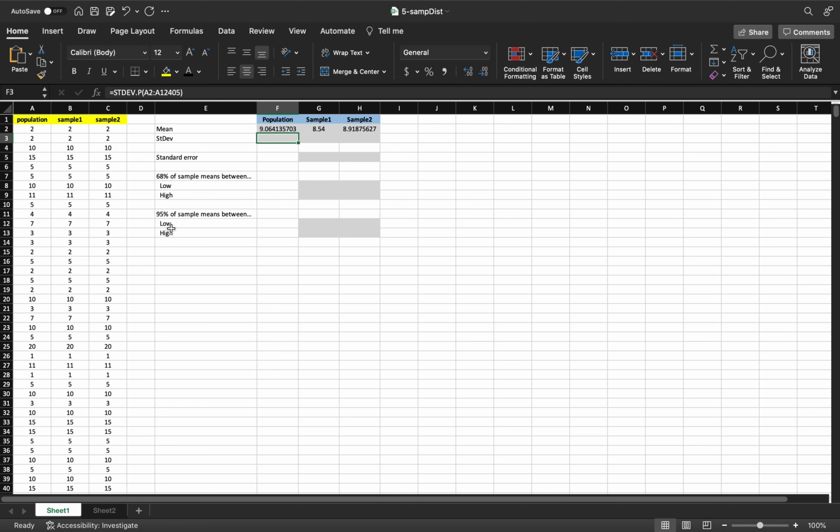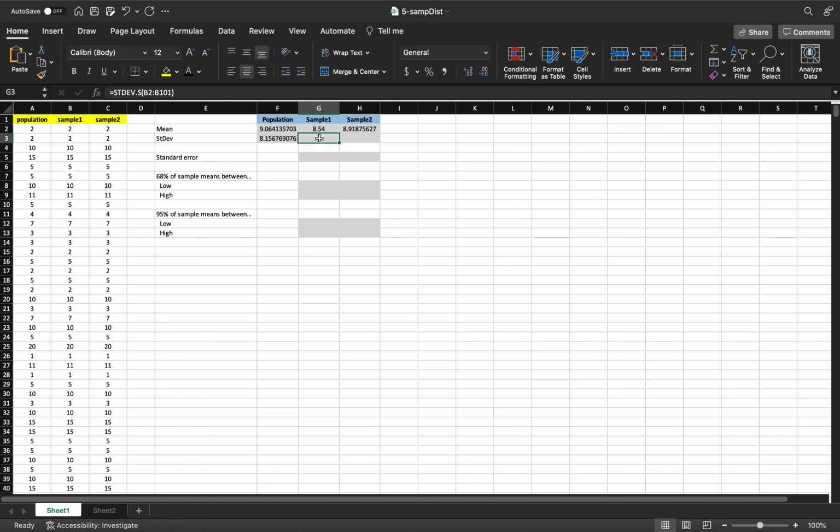And then we do the same for the standard deviation. Now, we're using STDEV.P in this column because this is our population, and we're doing the standard deviation of our population. So using this formula, we see the standard deviation of the population is about 8.15.